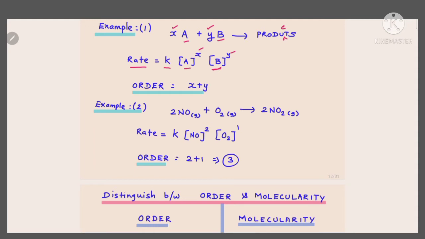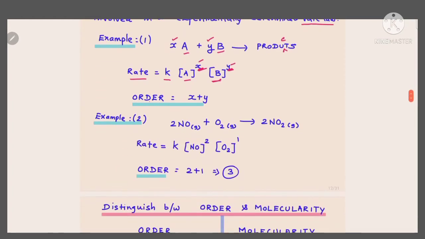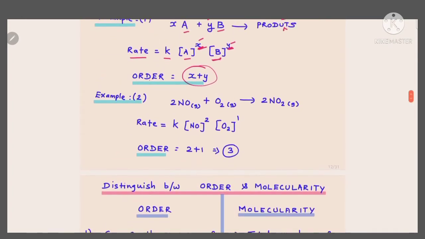Here X and Y are the powers of concentration terms, isn't it? Now when we add X and Y, that gives the order, because according to the definition, order is nothing but the sum of powers of concentration terms. So the sum of X and Y is nothing but the order of the reaction. Okay, right. So that is a general example.